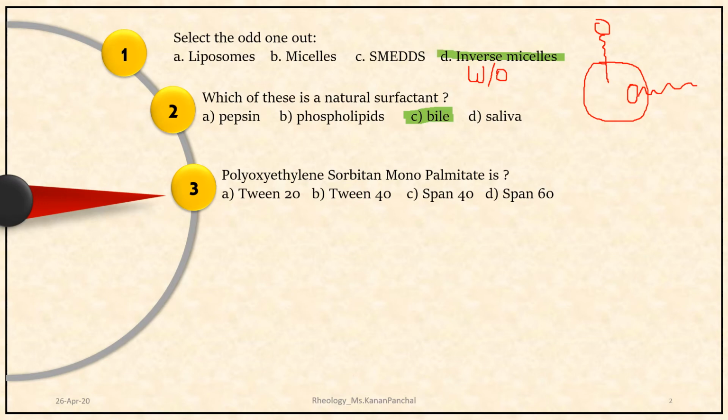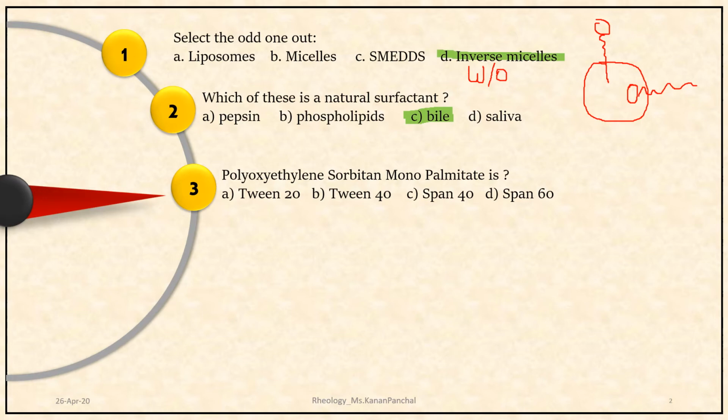Polyoxyethylene sorbitan monopalmitate is which of these? Tween 20, Tween 40, Span 40 or Span 60? Now, as I discussed earlier, polyoxyethylene sorbitan is nothing but the derivative of sorbitan. Therefore, it is Tween and not Span. So, this is how we eliminate these two options.